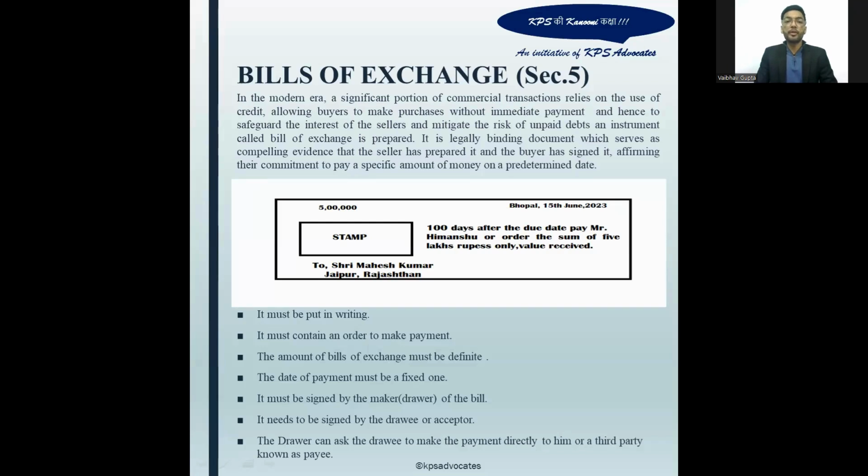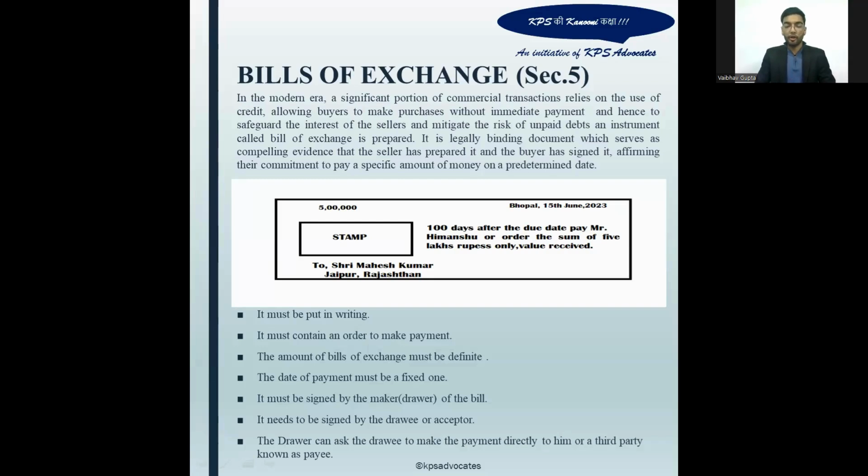Section 5 of the Negotiable Instruments Act defines bills of exchange. A bill of exchange is merely a document which facilitates the buyer to procure goods on credit from the seller and promises to pay this seller on a certain date or within a specific period of time. This instrument was created to safeguard the interests of the sellers and to mitigate the risk of unpaid debts by the buyers. Just like a promissory note, this instrument also has to be in writing. The name of the payee has to be mentioned in the document, and a specific time period has to be mentioned in the document.